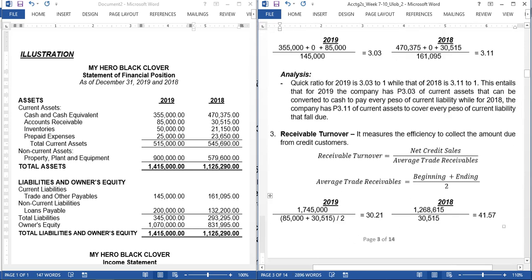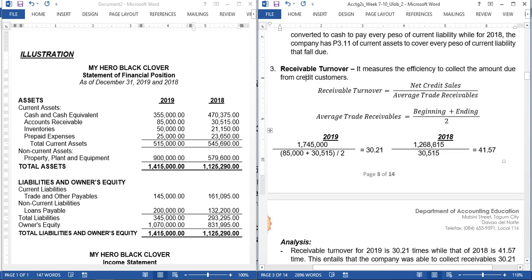Next one is the receivable turnover. So, this one naman, it measures the efficiency of collection. Okay, collected amounts due from credit customers. So, this will check the company is, improving ba siya when it comes to collection or not. The formula of this one is yung accounts receivable turnover is equals to net credit sales divided by average total or trade receivables. So, to compute for average trade receivable, that is just beginning plus ending divided by 2.